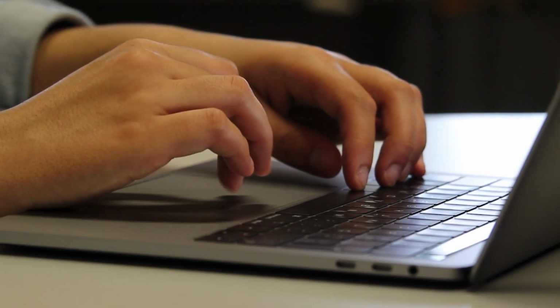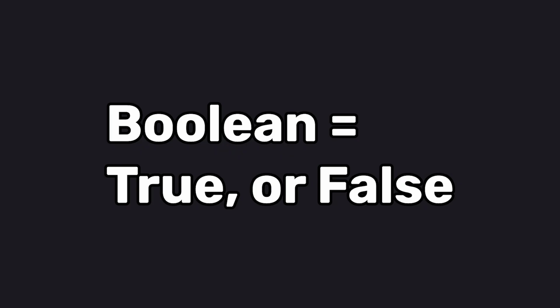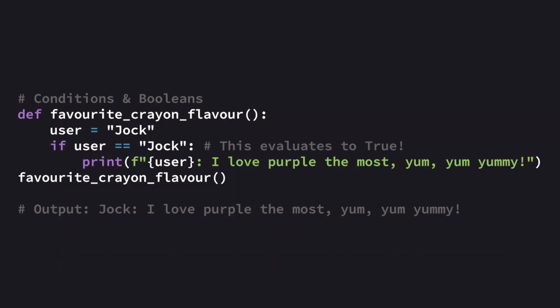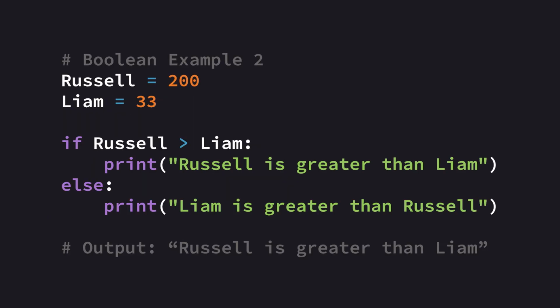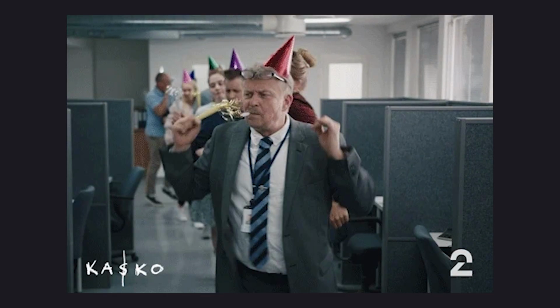When you run these comparisons, Python returns Boolean answers. Similarly, when using conditions in an if statement, Python evaluates the expression and returns true or false. In this example, since Liam is not greater than Russell, Python evaluates the condition as true and prints "Russell is greater than Liam." Let's talk about evaluating values and variables using the bool function.